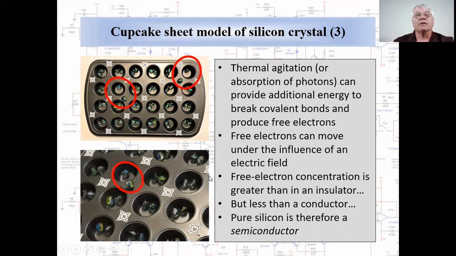Notice that the electron that has been freed from its covalent bond leaves behind an electron vacancy. This vacancy is called a hole. The free electron and the vacancy are called an electron-hole pair, or EHP. The creation of an EHP is a process known as ionization.